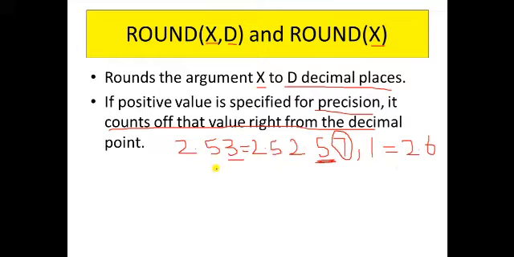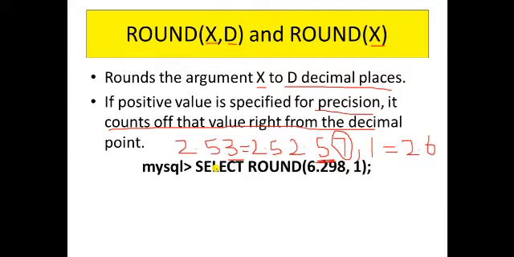I hope you have understood the significance of rounding off. You have been doing this rounding off concept since long, from the junior classes. So let us discuss one by one. So select round 6.298, 1. So precision is 1, which is positive. It will look at the right hand side of the decimal. We need one digit after the decimal because precision is 1. So it is 9 here. 9 is greater than 5. What should be the output? 6.3. This 2 will increase by 1 because 9 is greater than 5.